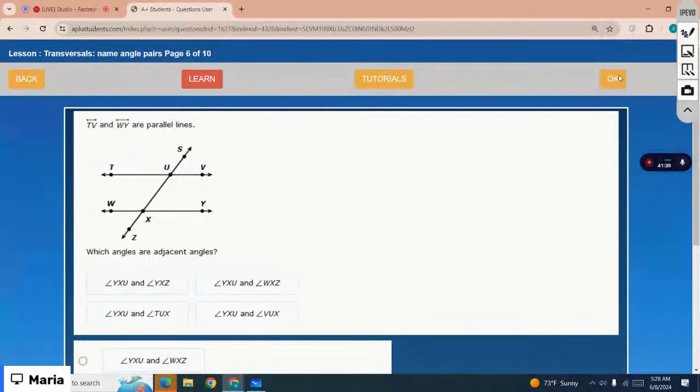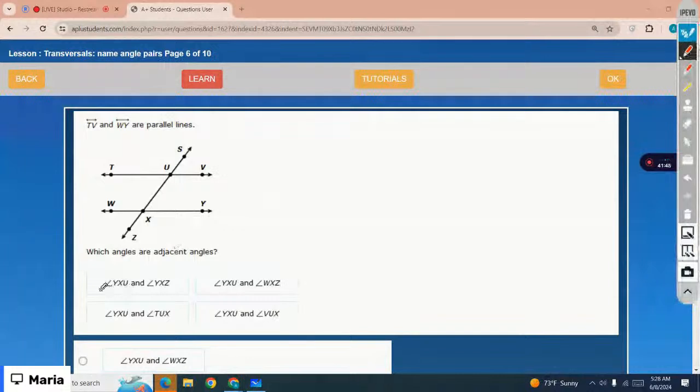TY and WY are parallel lines. Which angles are the adjacent angles, right? Okay, YXU, here it is. And YXZ, here it is. They are the adjacent angles, right? Option number 1 is the correct option.